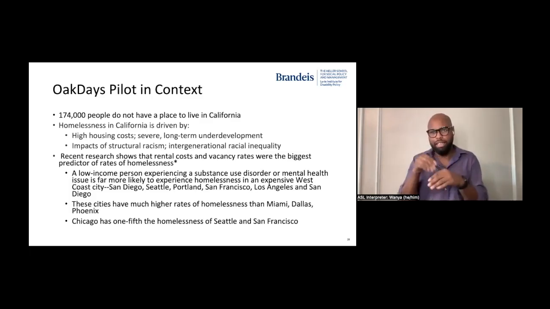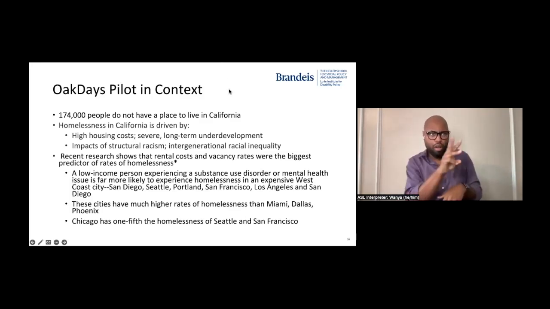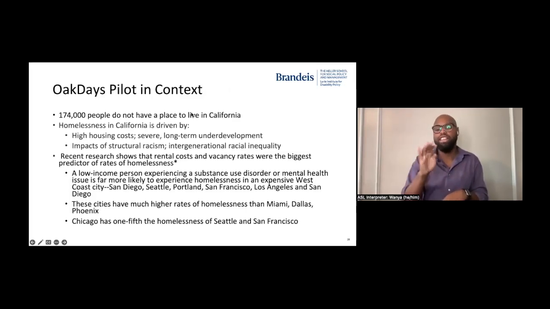A number of studies have tried to explain why so many people are unsheltered, but really the most recent research suggests that the combination of rental costs and vacancy rates are the highest predictors of rates of homelessness across the board in virtually every city. A very recent study looked at West Coast cities and, in comparison with cities such as Miami, Dallas, and Phoenix, what was learned is that there's a direct relationship between affordability and availability of housing and levels of homelessness in all of these locations. They're higher where there's less availability and higher cost. They're lower where there's more availability and lower cost.